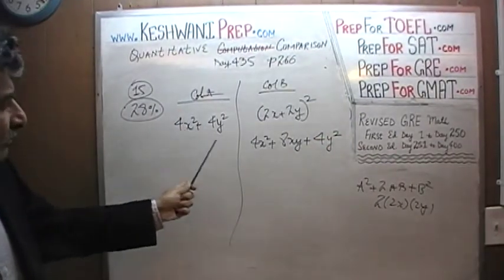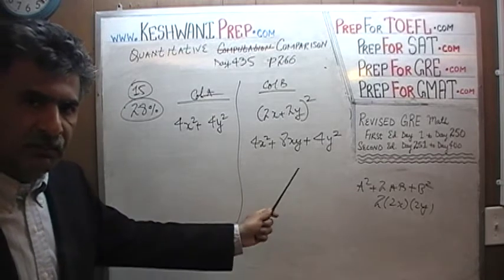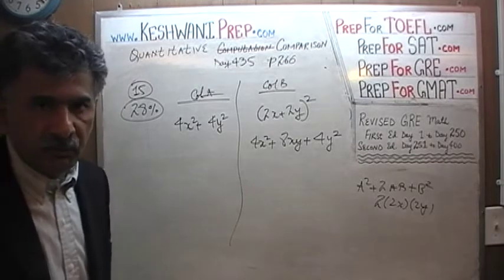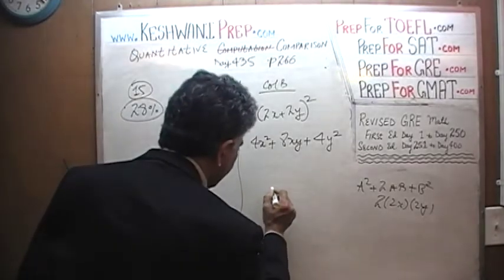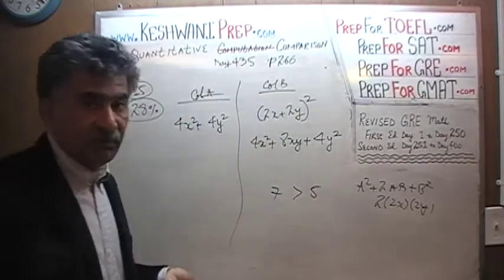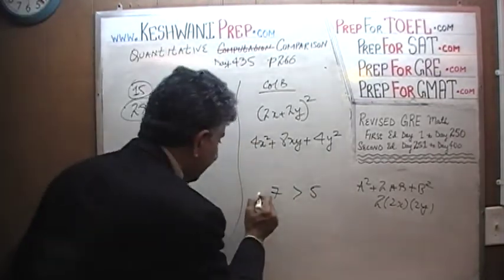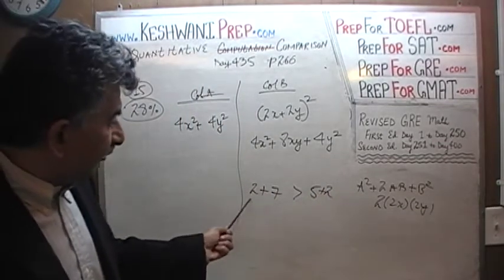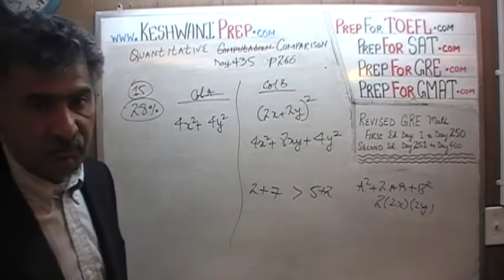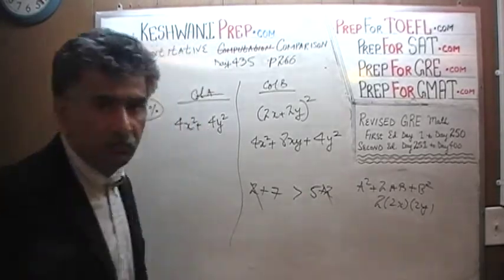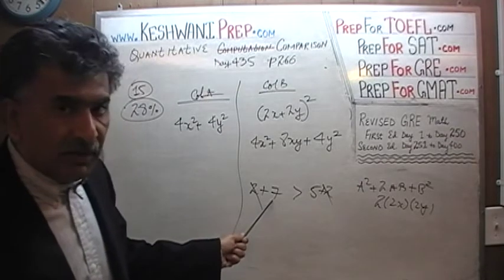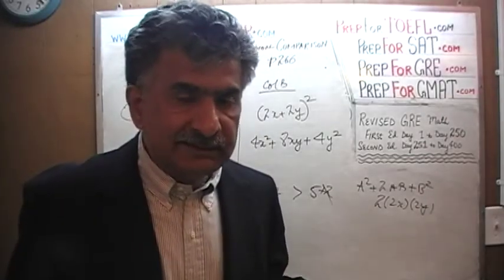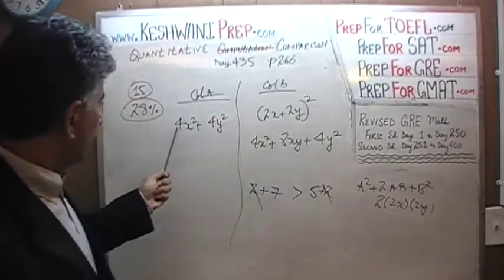We see 4x squared on this side, we see 4x squared in the other column. When we subtract that quantity from both columns, it plays no role. For example, if you tell me that 7 is more than 5, well then 7 is more than 5. Adding 2 to both sides is not going to change the fact that this quantity is still more than that quantity. 2 plus 7 is still more than 5 plus 2. If column A is bigger, column A is going to remain bigger if you add the same quantities to both columns. That's what it is. It appears here, it appears there.